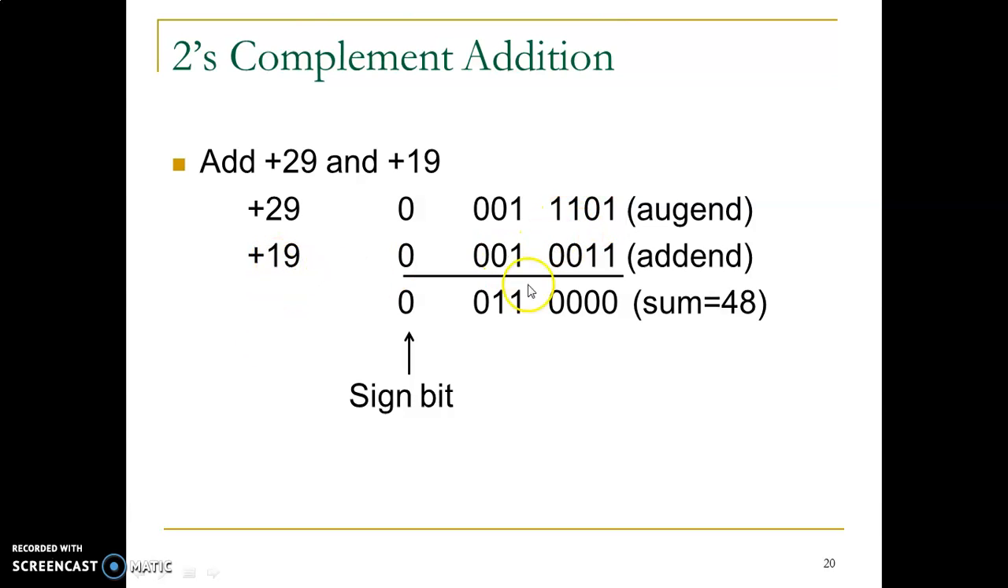The binary representation of 19 is given here. The leftmost bit is the sign bit, it is 0. Normal addition is carried out. The leftmost bit is the sign bit. So the decimal equivalent of this is taken, which is equal to 48.